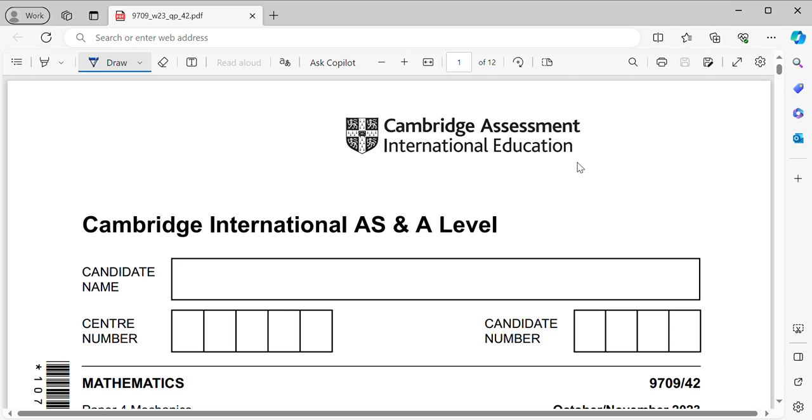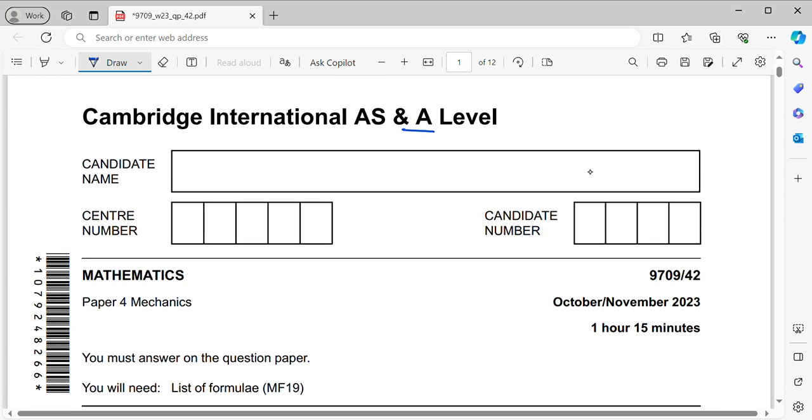This video is to discuss Cambridge International AS and A-Level Mathematics Paper 4, which is Mechanics for October-November 2023, and the code is 9709/42. So let's move on to question number 1.